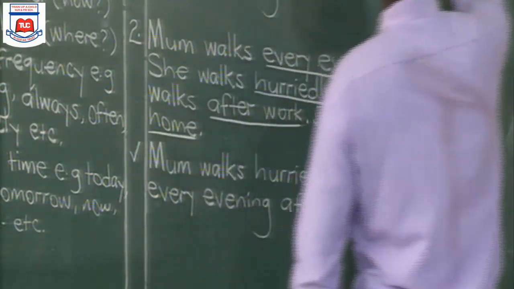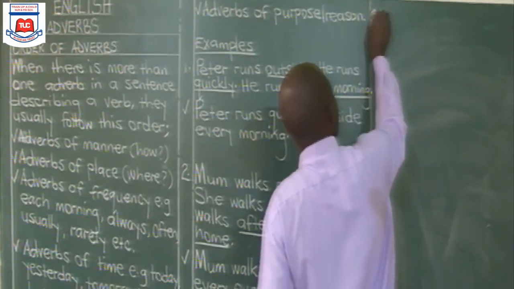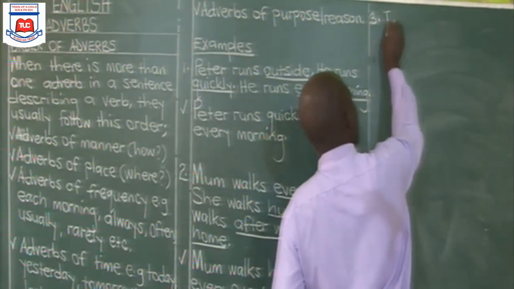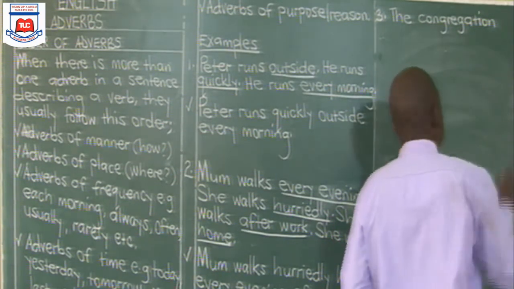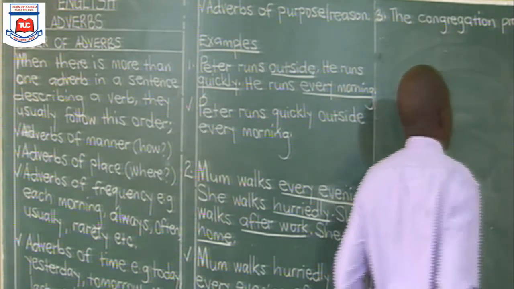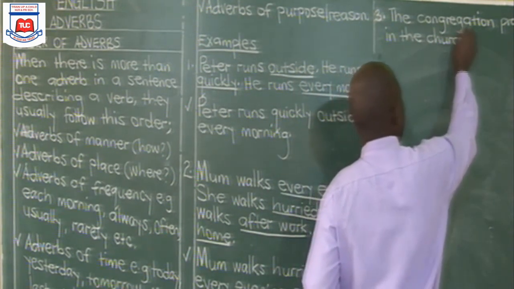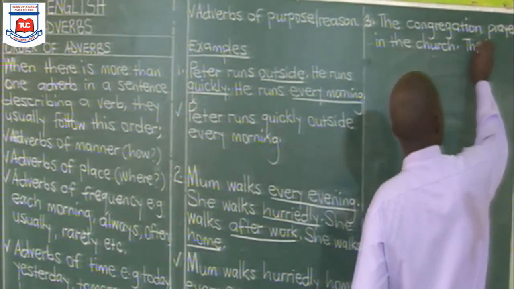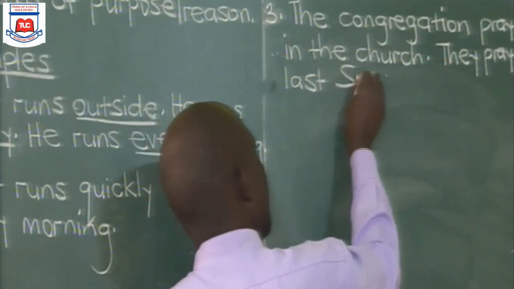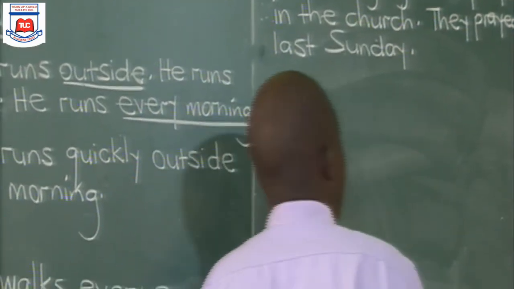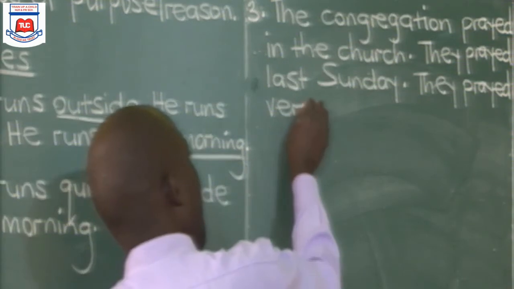So let's look at another example. Example 3. The congregation prayed. The congregation prayed in the church. In the church. Okay? They prayed last Sunday. They prayed very hard.